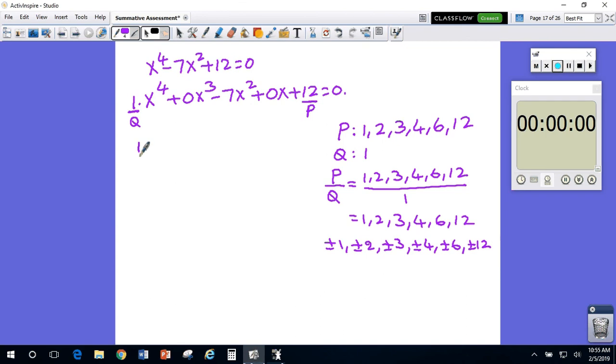So 1, 0, negative 7, 0, 12. Now try with 1. 1 times 1, negative 1. So if 1 doesn't work, you try with negative 1 now. So this is 1, negative 1, negative 1 times negative 1. This doesn't work. Now you try with the 2. Try with the 2 and negative 2.